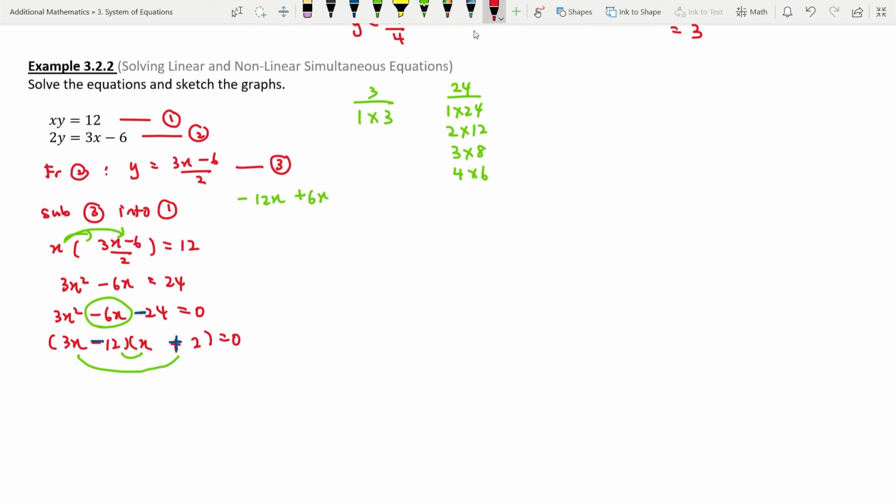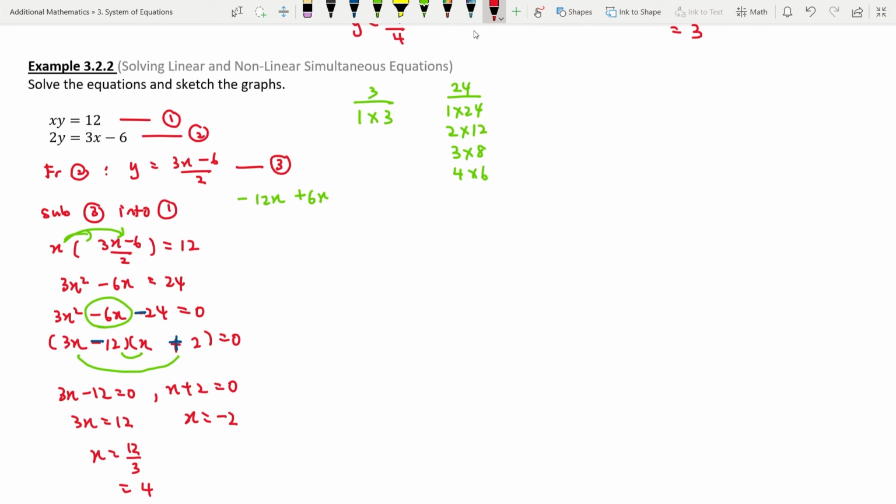In order for the equation to be 0, 3x minus 12 is equal to 0, or x plus 2 is equal to 0. For 3x minus 12 is equal to 0, 3x is equal to 12, x is equal to 12 divided by 3, that is 4. And for the case x plus 2 is equal to 0, x is equal to negative 2.